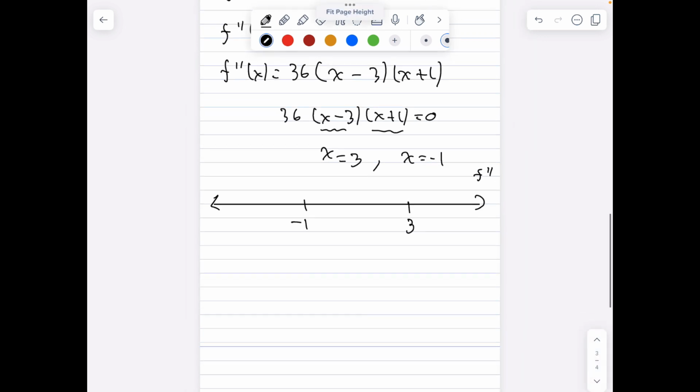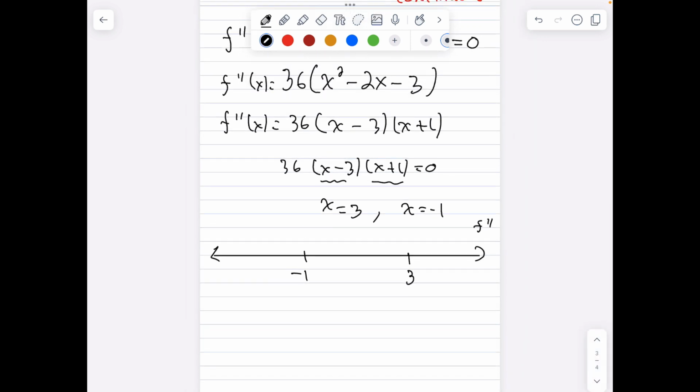And what we do, very similar to when you're finding relative extrema with a number line, you make these intervals and you pick points out of each of these intervals. So for a point that's greater than 3, I'm going to pick 4, between -1 and 3, 0, and -2.